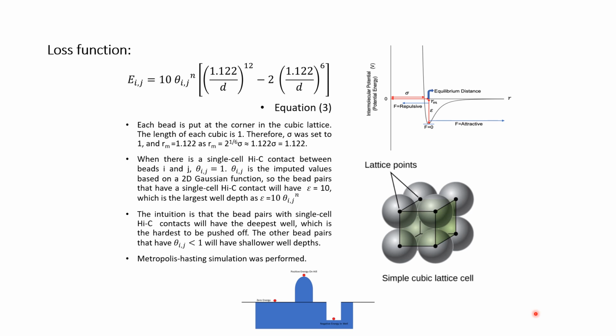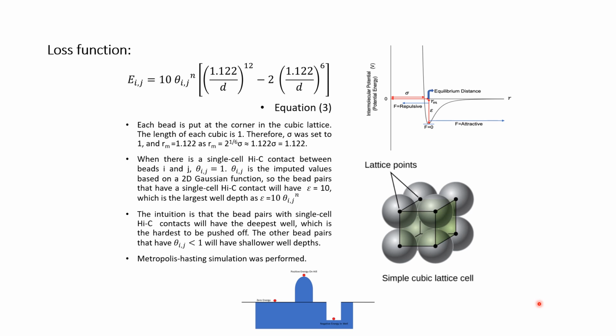Delta ij is the imputed value based on a 2D Gaussian function, so the bit pair that has a single-cell Hi-C contact will have epsilon equal to 10, which is the largest well depth, at epsilon equals 10 delta ij n squared. The intuition is that the bit pair with a single-cell Hi-C contact will have the deepest well, which is the hardest to be pushed off. The other bit pairs that have delta ij less than 1 will have shallower well depths.